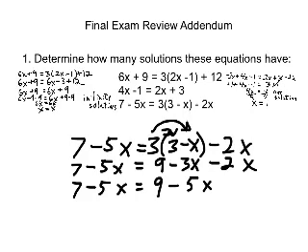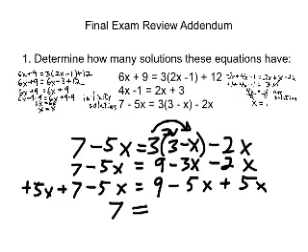Now, what we can do here is we could add 5x to both sides because we have negative 5x. Okay, so that wipes out the 5x's and we have 7 equals 9. But of course we know the 7 does not equal 9. So nothing we stick in for x, nothing will work. So this is no solutions.